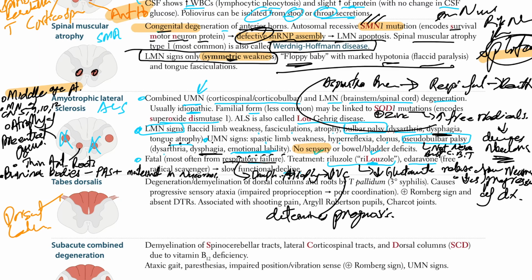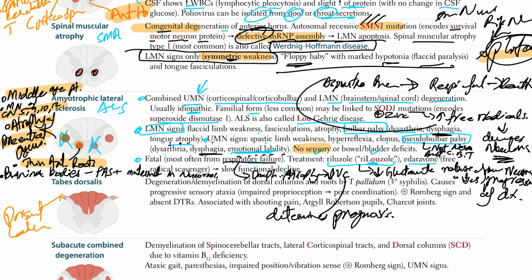If you look here, no sensory deficits. The cranial nerves that are most commonly affected are CN5, 9, 10, and 12. And when you knock out your anterior horns, there's going to be thin anterior roots, and because you're knocking out your corticospinal and corticobulbar tracts, that's going to cause atrophy of the precentral gyrus.